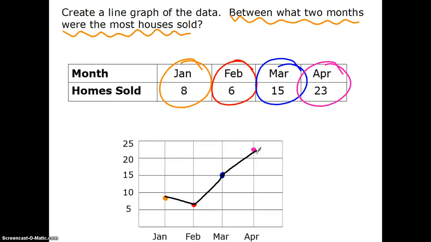And hold on one second. So between February and March, the most houses were sold because from February to March would be 9 houses, and then March to April is only 8. So between February and March, the most houses were sold.